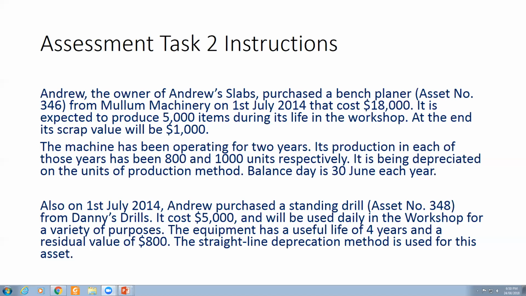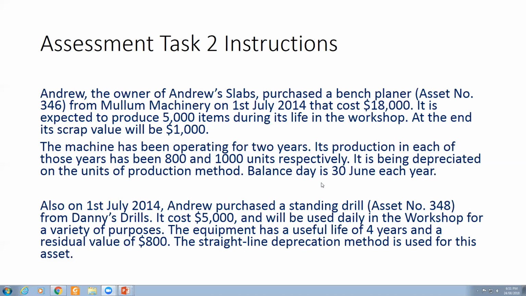The straight line depreciation method is, suppose we have an asset of, let's say, $5,000, and the useful life is 5 years, then we are going to divide the depreciation for each year exactly equally. So $5,000 asset for 5 years, each year depreciation is $1,000. And the units of production method is not the straight line method. Depending on the use, we are going to decide the depreciation. So if in the first year they're using 800 units, and in the second year the use is 1,000 units, that means the first year depreciation should be less because it's a smaller amount. Okay. And balance day is 30 June each year.